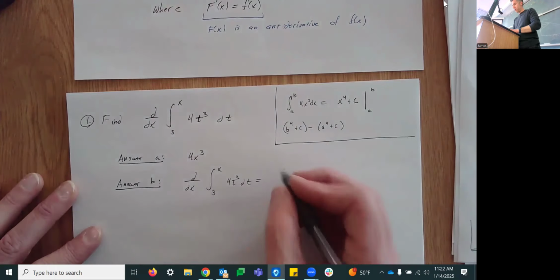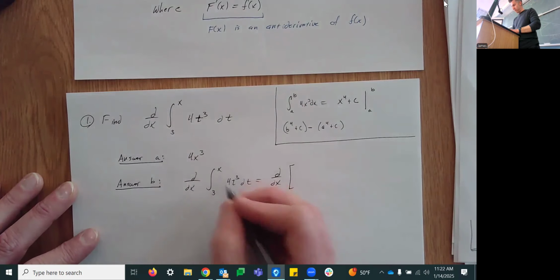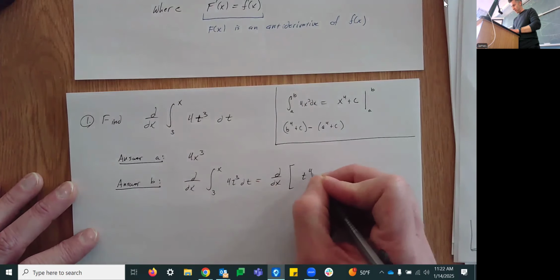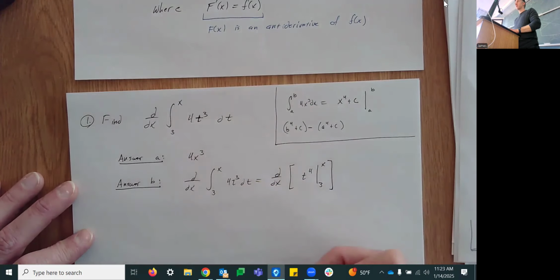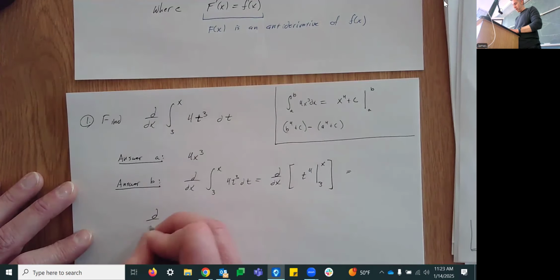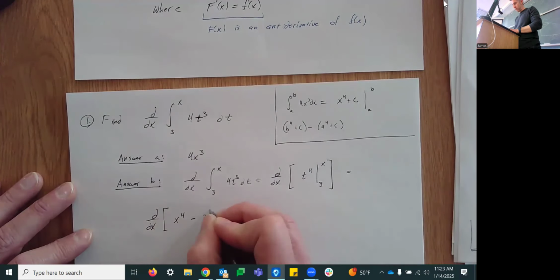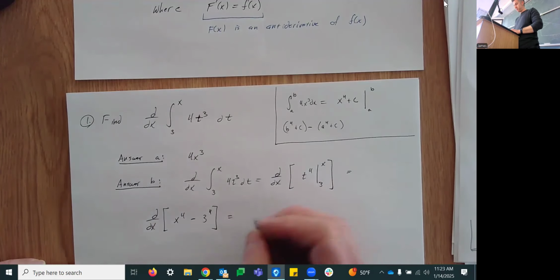So here, we're going to get the derivative of the antiderivative, t to the fourth, evaluated from 3 to x. Top limit first, bottom limit second. So that's going to be the derivative of x to the fourth minus 3 to the fourth. What's the derivative of x to the fourth? What's the derivative of 3 to the fourth? Right.